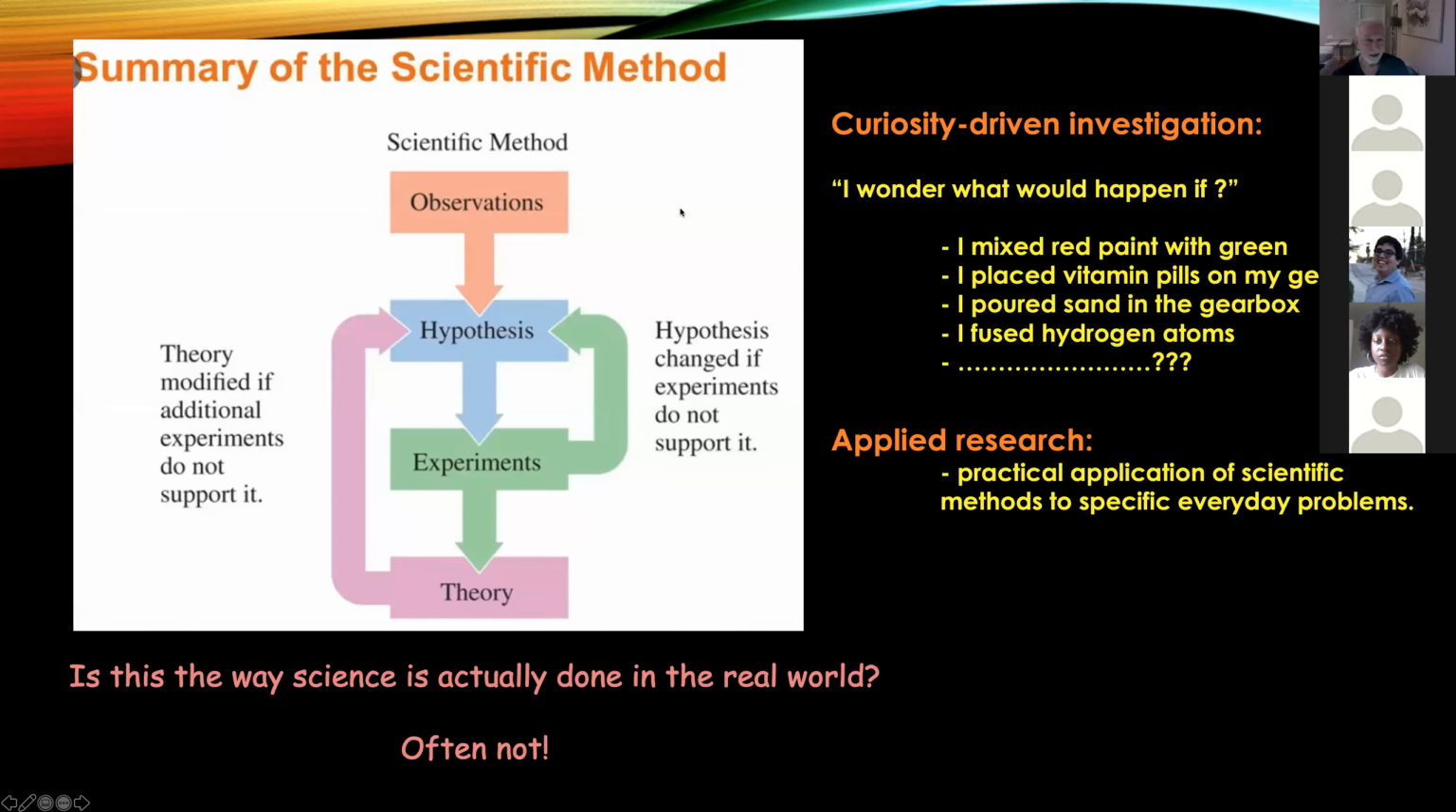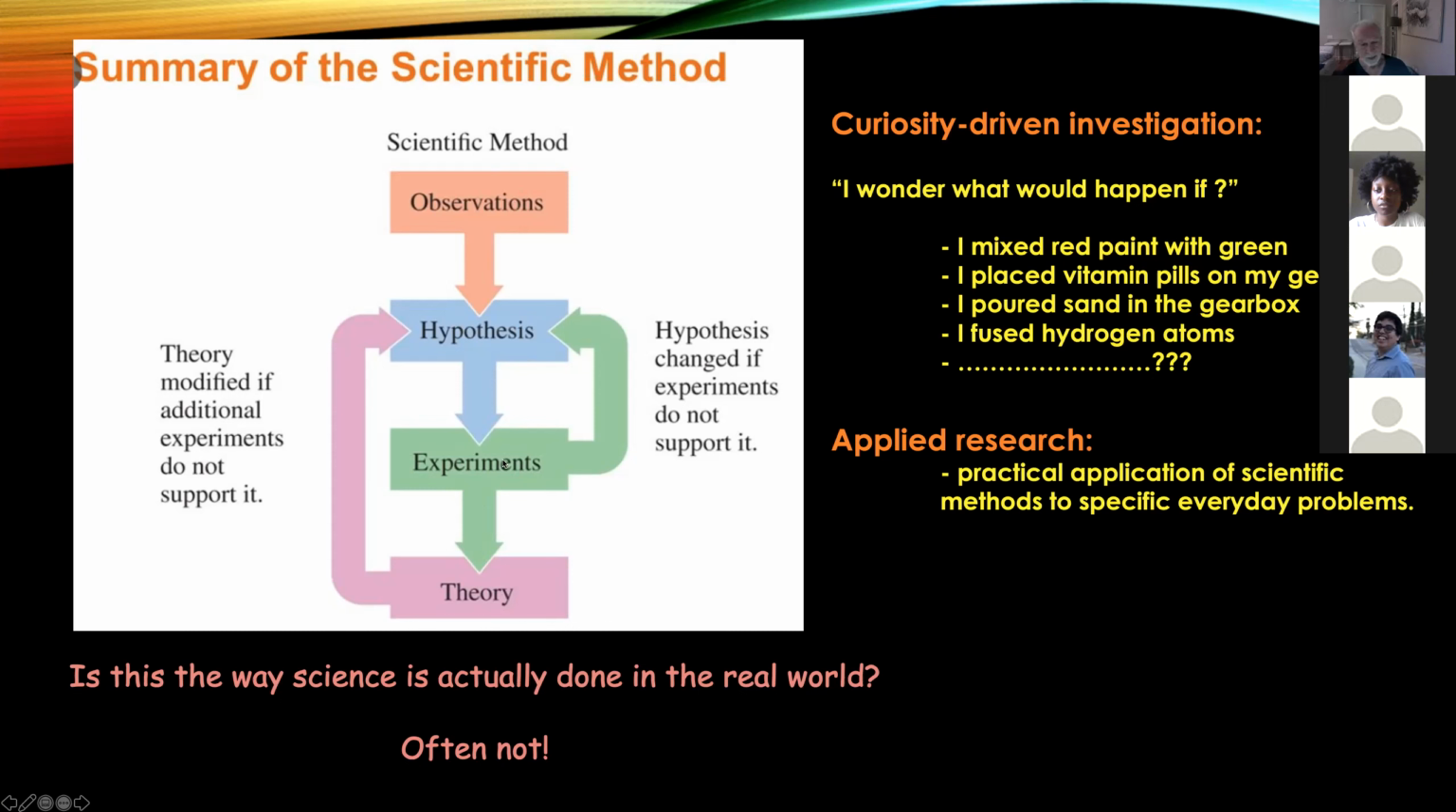You've probably all seen this diagram or something resembling it, which gives the prototypical summary of the scientific method. It's a straight line process. You make an observation. Based on that observation, you form a hypothesis. Then you test that hypothesis by doing experiments. And depending on how the experiments turn out, you develop a theory to explain the observations.